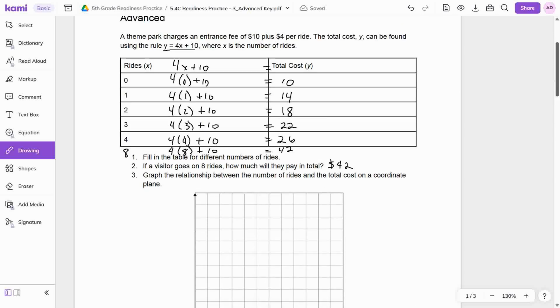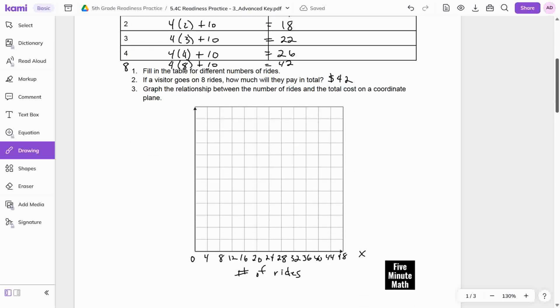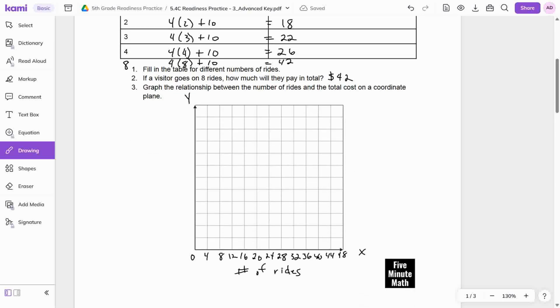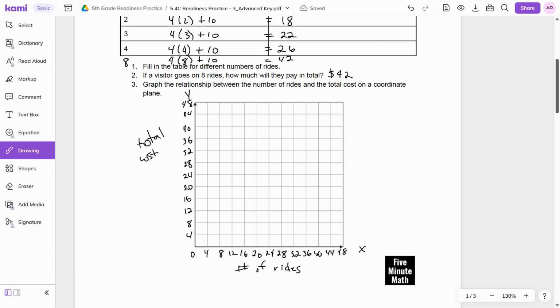Now remember, our y-axis was the total cost. So we can put that right here. We can say total cost. We can also do that same thing. We can skip count by 4s. And we're going to get 24 halfway. And now we're going to get 36, 40, 44, and then 48.